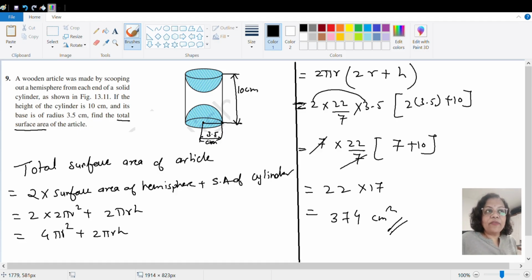I hope you have understood this. So this finishes our first exercise of surface area and volume. Hope you have understood all the questions of this exercise. We will do the next exercise, that is the second exercise of this chapter, shortly in our next video. Till then, bye and take care.